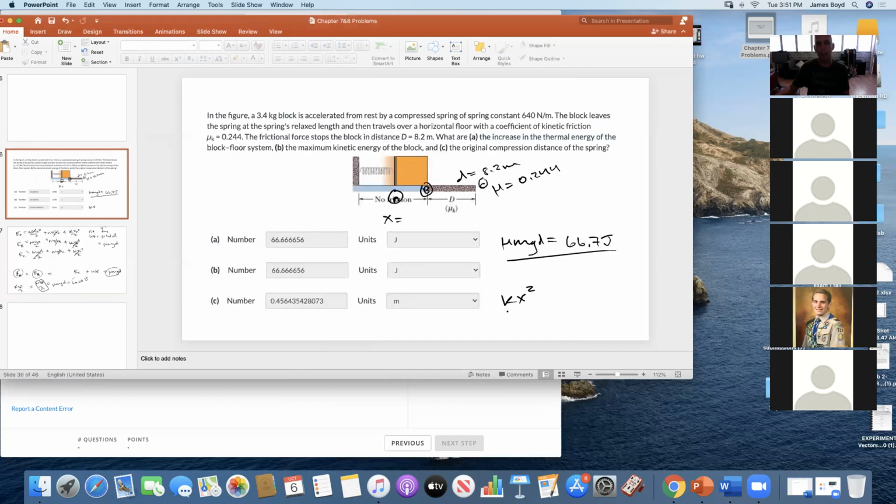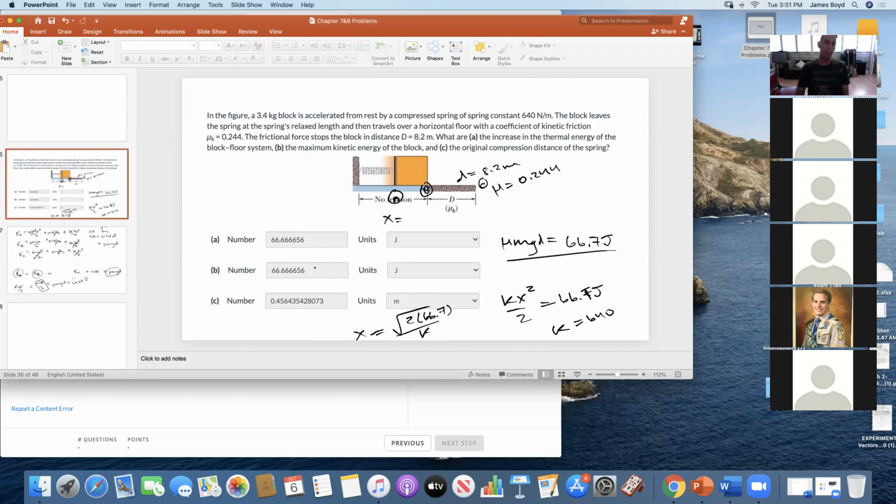If kx squared over 2 is equal to 66.7 joules, and k was 640, then you get that x is equal to the square root of 2 times 66.7 joules divided by k, or 640. 2 times 66.7 divided by 640. Take the square root of this answer, and I get 0.4565. I don't know why they get 64, but maybe they didn't round that 66.7.